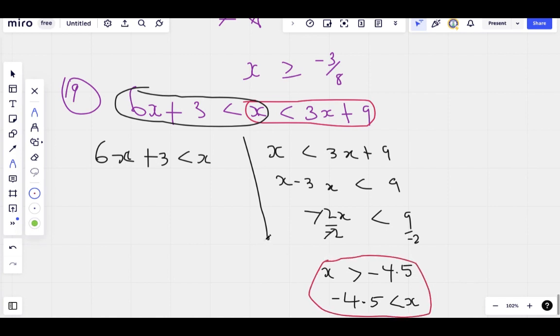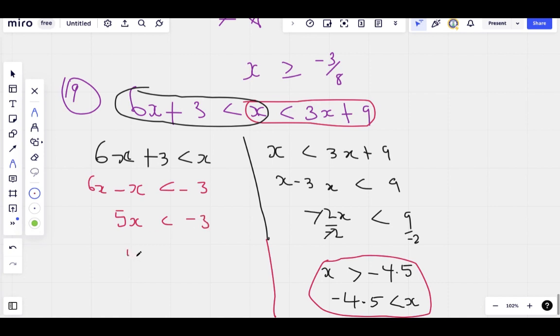Now let's see what is happening on the left. We say 6x. You bring the x to this side, it becomes minus x. It's less than, you bring this positive 3 to the right, it becomes negative 3. So 6x minus x becomes 5x. 5x is less than negative 3.